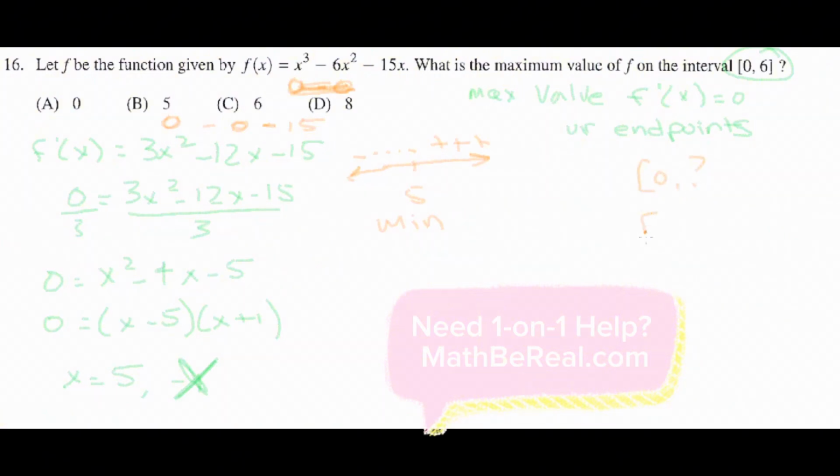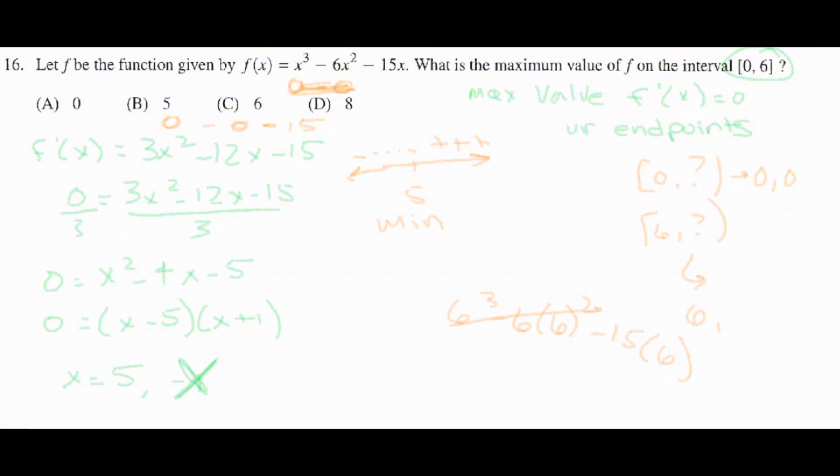So I really only need to test the endpoints, which is 0 and 6. I'm looking for the y value that my function gets when I put in 0 or 6. When I put in 6, I end up getting negative 15 times 6, which is a super negative number. I circle 6, but that's not correct, obviously. 0, 0 is my maximum on f.